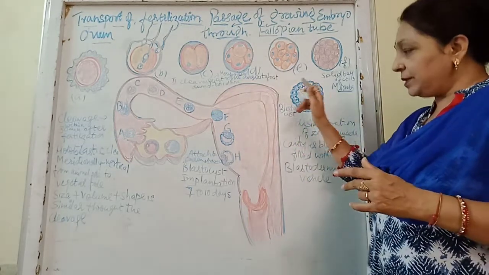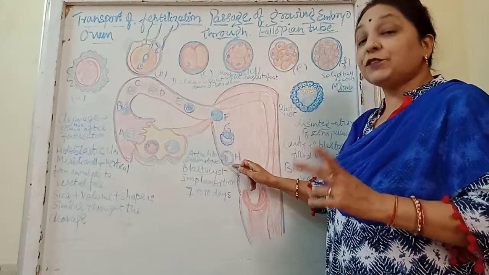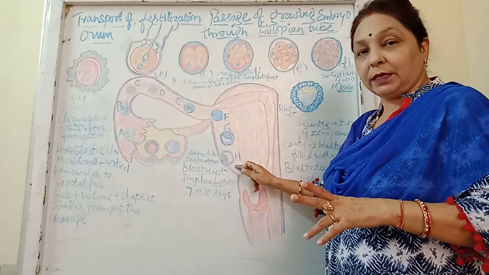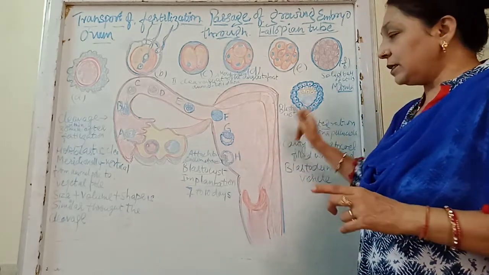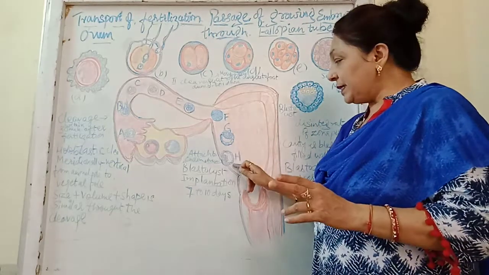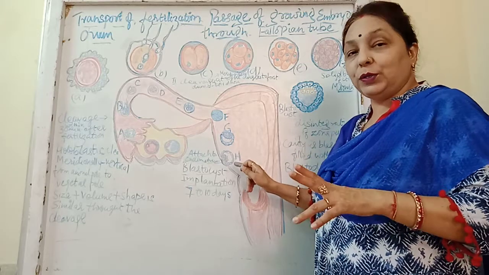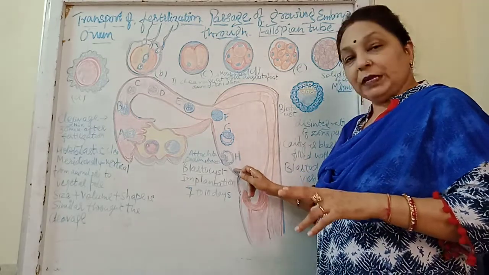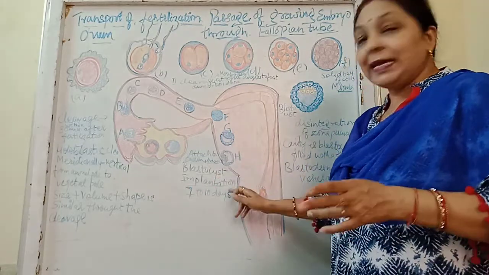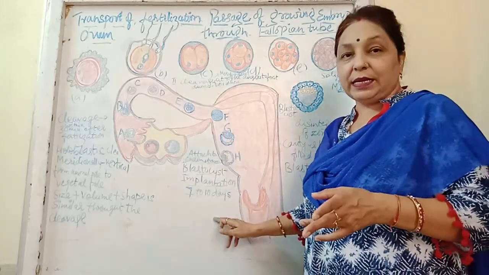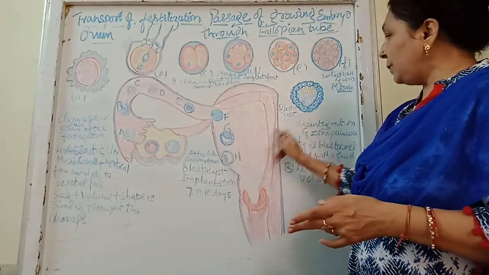At this stage, this embryo gets embedded into, or gets fixed to, the endometrium lining of the uterus. I am repeating, at this stage the blastocyst gets fixed to the uterine lining, or endometrium, of the female, and this process is termed implantation. It takes place around 7 to 10 days after fertilization and it goes on developing.